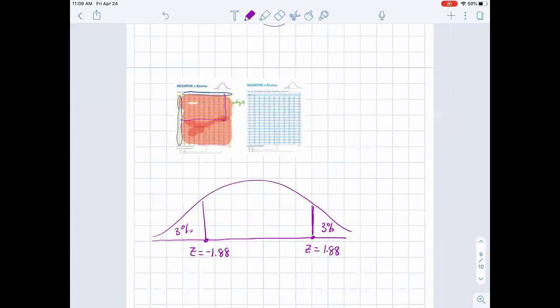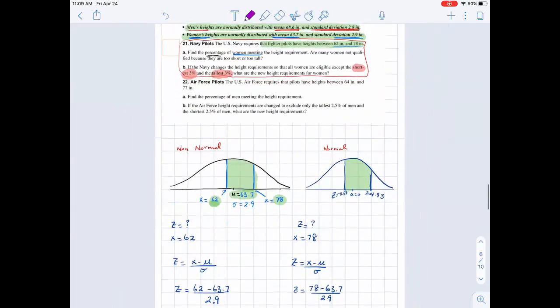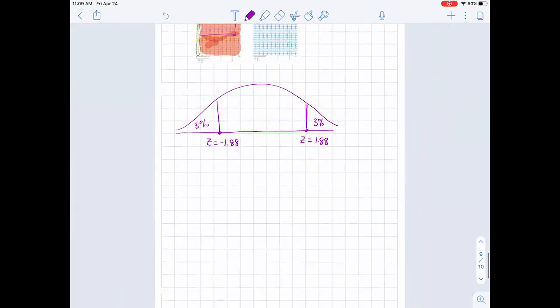So go back to the question. I don't think we answered the question yet. The question is asking if the NAGI changes the height requirement, what are the new height requirements? So they want you to find the X value now. So what X will give you this value?